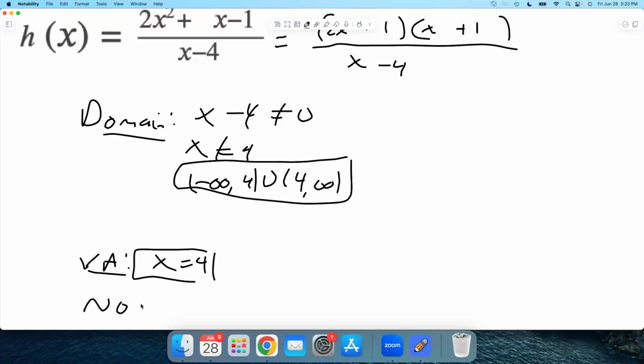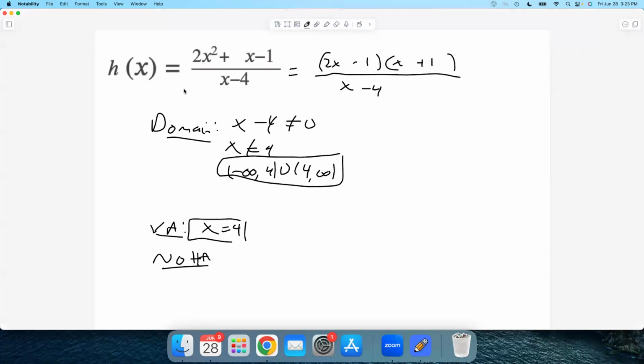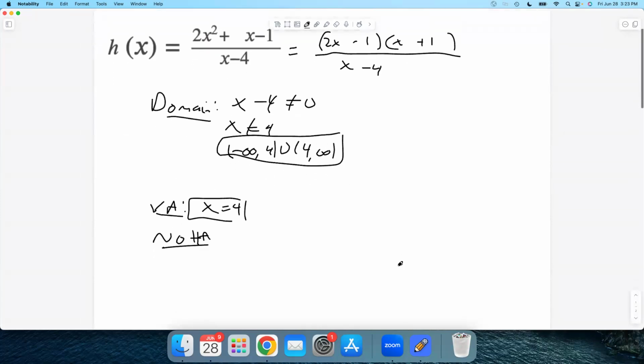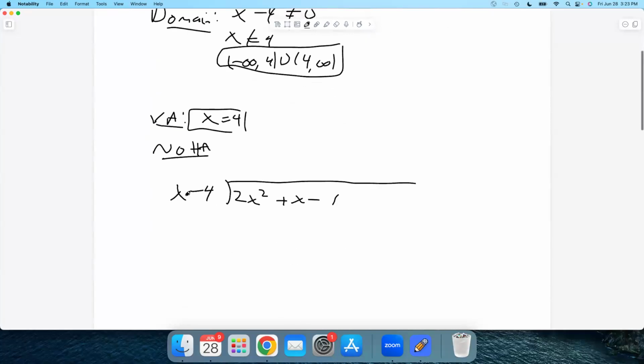We will not have a horizontal asymptote. We only have a horizontal asymptote when the bottom's degree is greater than or equal to the top. Here, the top's bigger. So now let's find that oblique, also known as a slant asymptote. And we do that using long division. So we're going to take the bottom into the top. Okay, so let's see. X goes into 2x squared, 2x times.